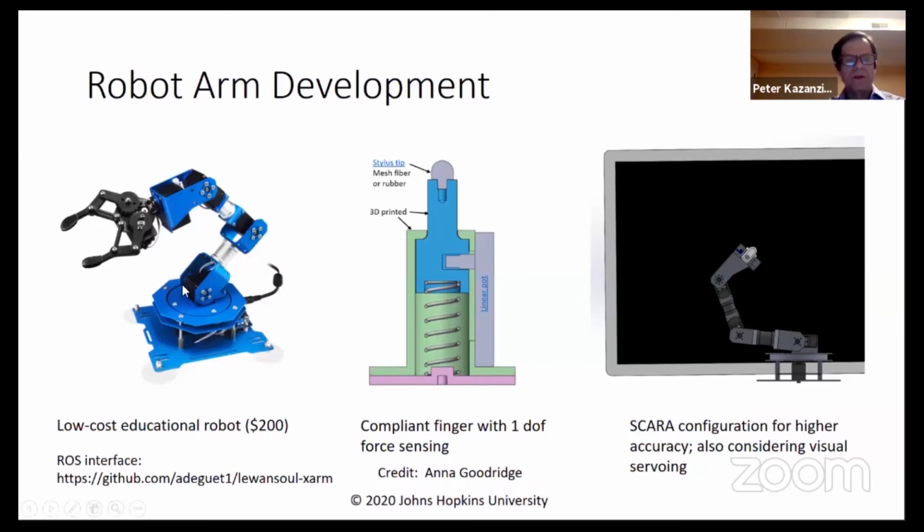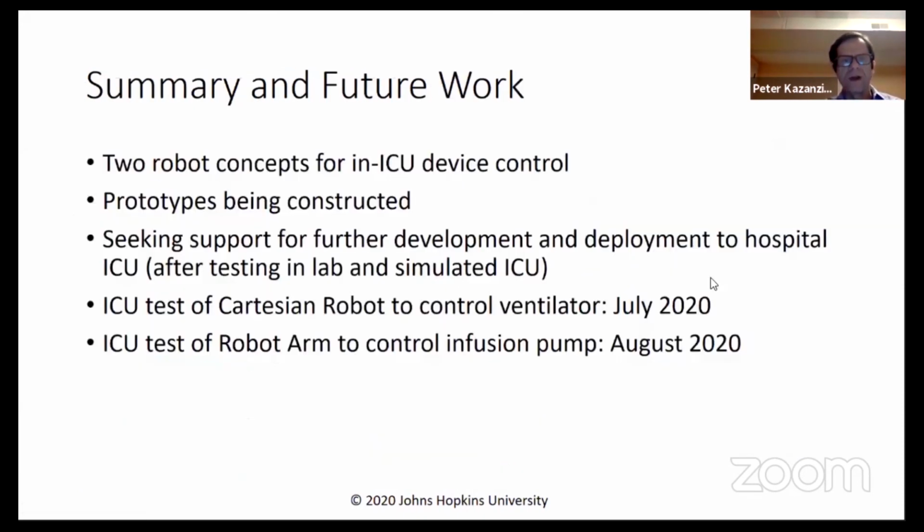On the robot arm development, we've actually purchased a low-cost educational robot. This one was $200 on Amazon. And we're now working on making it more of a real robot in terms of things like ROS interfaces and other sort of robotics capabilities. As I mentioned, well, I didn't mention it, but on one of my slides, we talked about not damaging the medical devices. So we're also working on a compliant finger that would give us the opportunity to do some force sensing. And on the right just shows another possible configuration of this robot to try to improve accuracy.